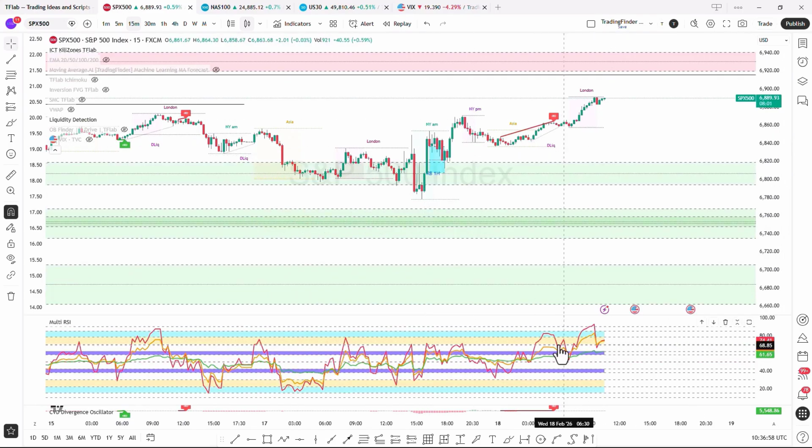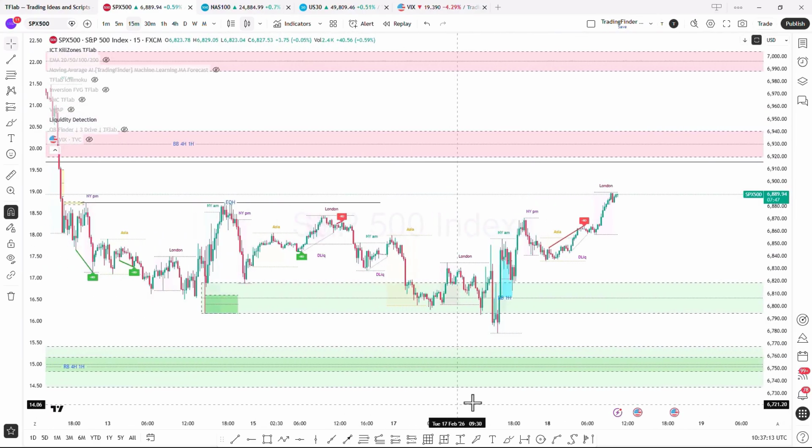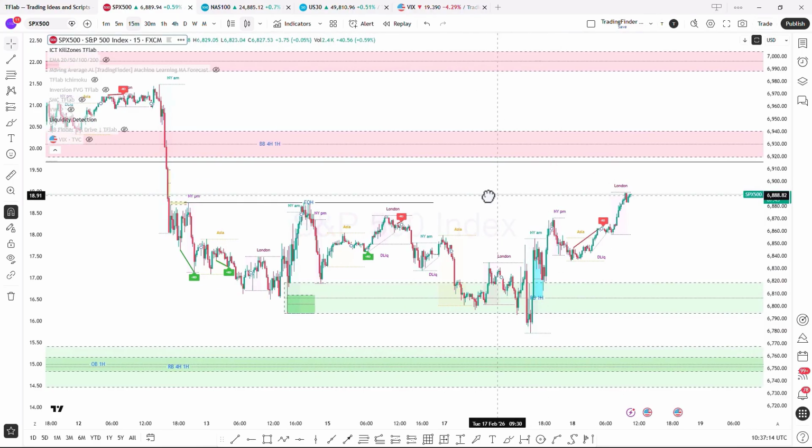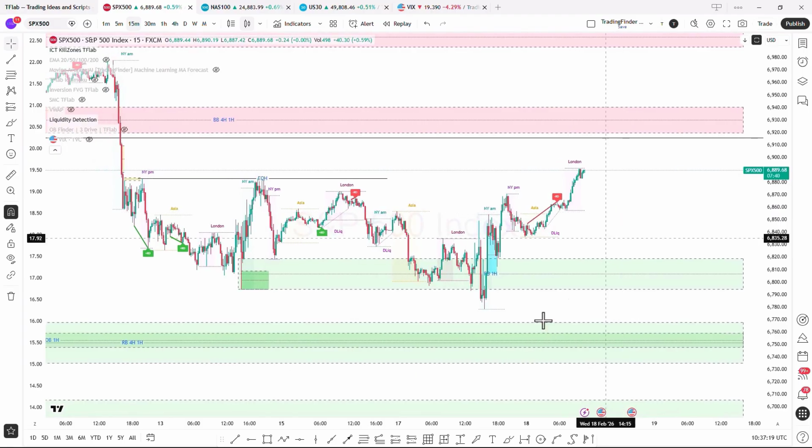And by examining the multi-RSI indicator, we can see the bullish price movement, which is further confirmed by the trend lines. However, if we identify a negative divergence on the multi-RSI indicator, it could indicate the end of the bullish trend and the start of a bearish trend, which we can use as an opportunity to enter a sell position.